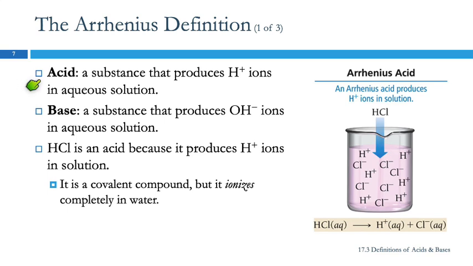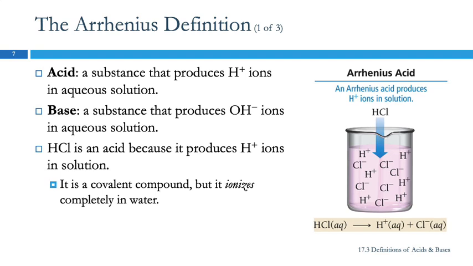So in this definition, an acid is a substance that produces hydrogen ions in aqueous solution. A base is something that produces hydroxide ions in solution. So if we look at HCl, we've learned in general chemistry, Chem 1A, to recognize that as an acid because it starts with an H. Its name is hydrochloric acid, so that's a big clue as well. That's an acid because when it dissolves in water, it produces hydrogen ions.